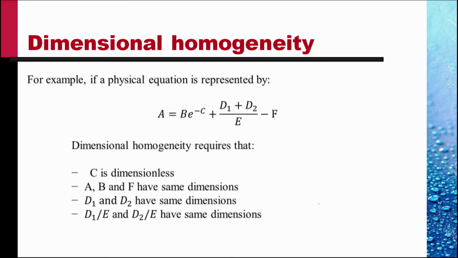D1 and D2 are added, so they must have the same dimensions. In addition, D1 by E or D2 by E must have the same dimensions as A, B, and F. Only if all these conditions are satisfied would this equation be dimensionally homogeneous and could be a candidate for being a physical equation.